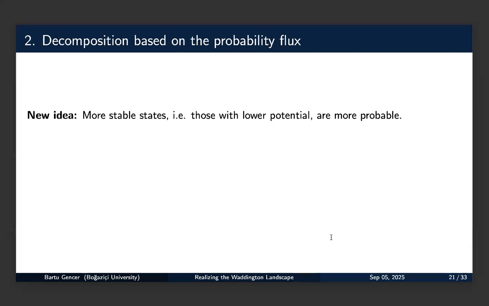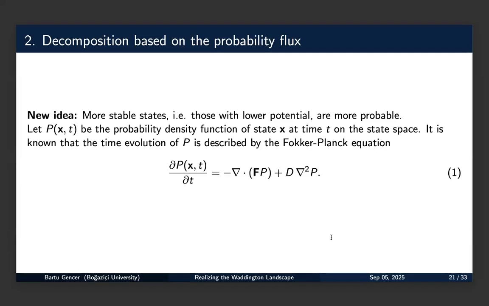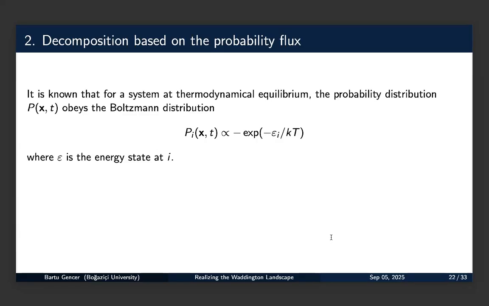So maybe we think about this problem a bit more and come up with a new idea. More stable states in the system are going to be more probable. So what if we impose a probability density function over the state space, which I'm going to call P? Well, first of all, the time evolution of P is known to be described by the Fokker-Planck equation. This is the sort of thing that physicists are well known for. They know how such things are described, so no problems there. We already know the behavior of such a probability density function. So the idea here is, maybe we can work with this Fokker-Planck equation to get a decomposition.